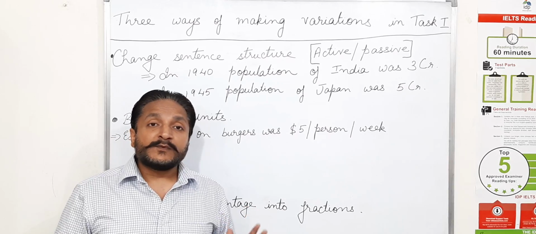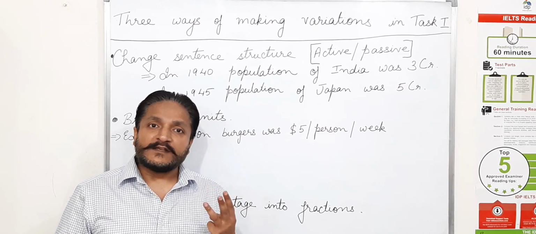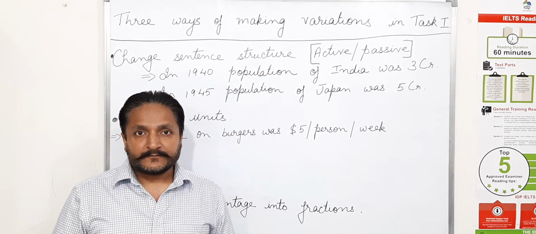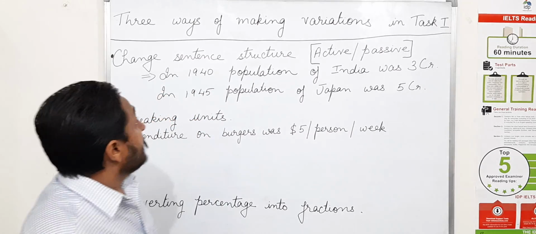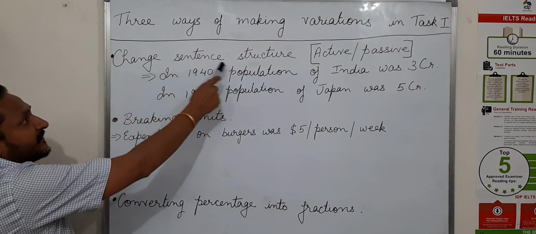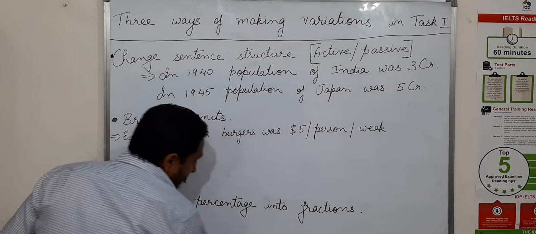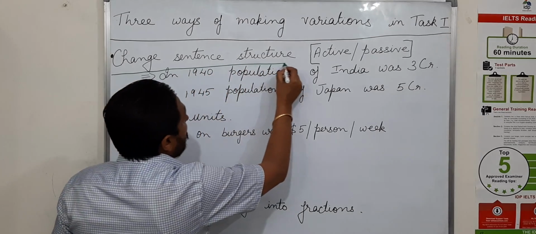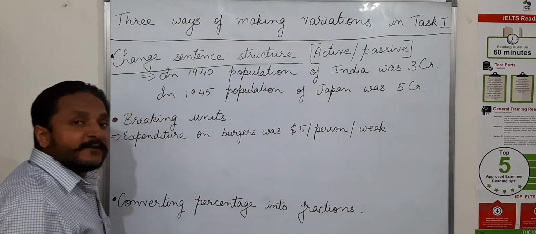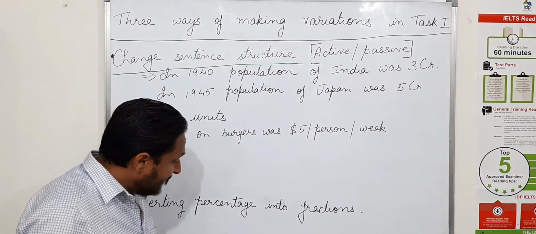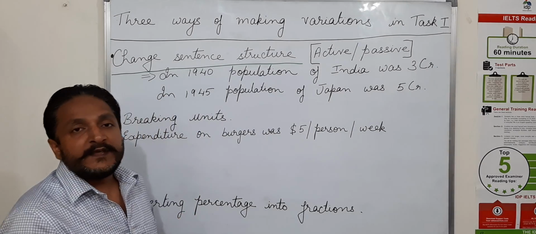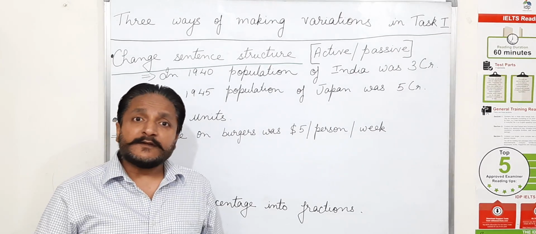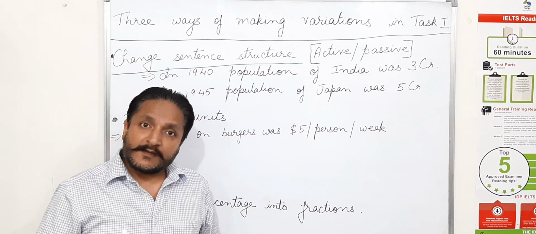So today we will look at 3 different ways how we can bring variations while writing task 1. Okay? So the first thing is change the sentence structure. Guys, changing sentence structure is quite an effective way of making variations or showing variations for that matter. And this way is useful in task 2 as well. So I'll be able to explain it to you by taking an example.